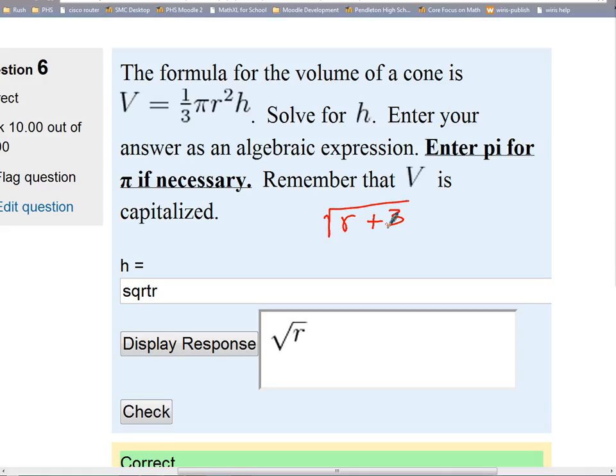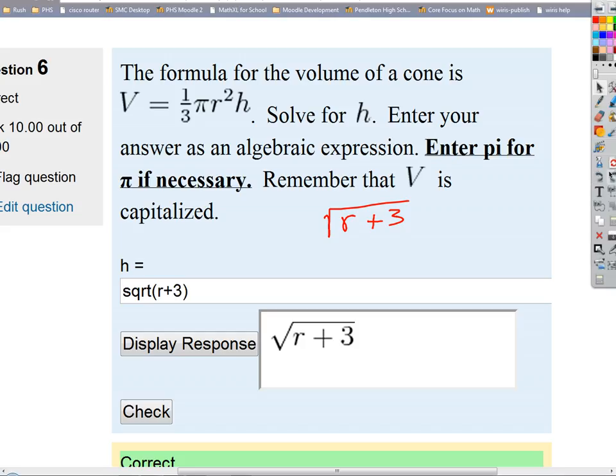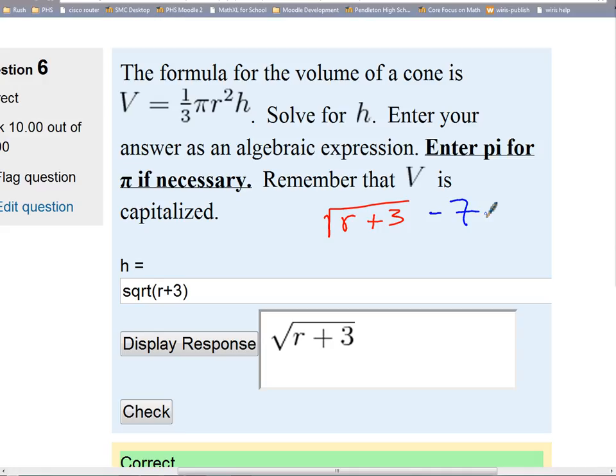What was our way of putting everything in the denominator before? Parentheses, yeah. I could put the square root of r plus 3, oops, r plus 3, and that works. Okay, now what if I wanted to put outside of the parentheses, I wanted to put minus 7? What would I do?